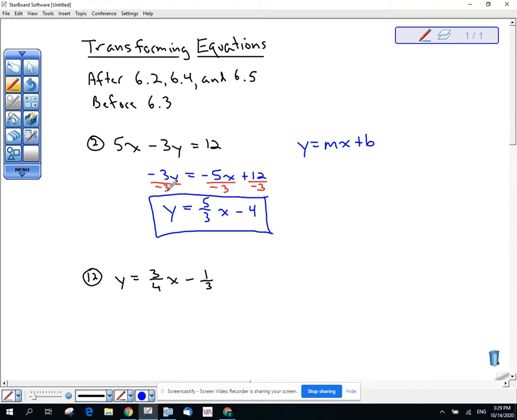Okay, so yeah, let's go ahead and do one. Well, we'll do 12 and then we'll do 13. Actually, changed my mind here. We want to talk about one that's in point slope form as well.